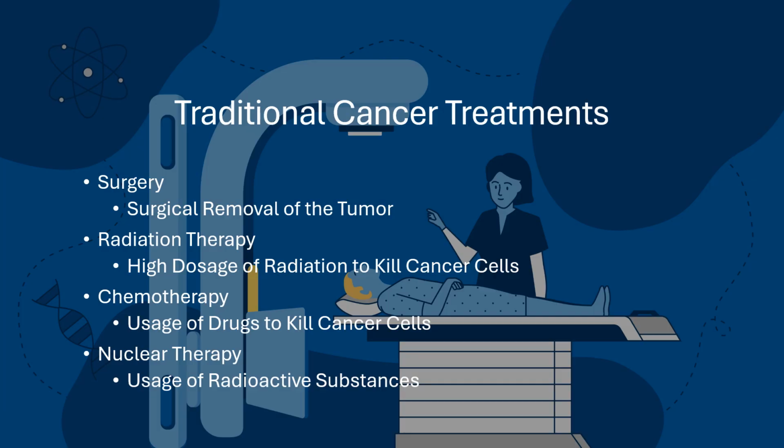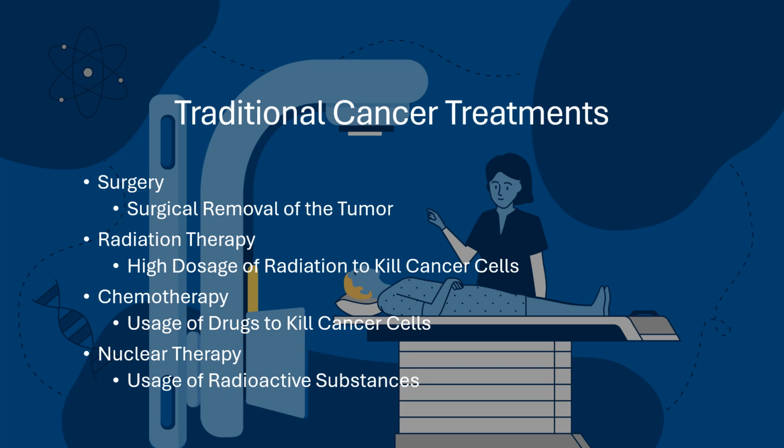Now we're going to talk about traditional cancer treatments. The first one is a surgical operation. It's the removal of the tumor. The benefit of this treatment is that it entirely removes the tumor in one go. It removes a large quantity of cancer cells in one go. But the downfall is that it doesn't remove all the cancer cells. So at the end, some cancer cells still remain in the patient's body, which increases the chances of another tumor being formed.